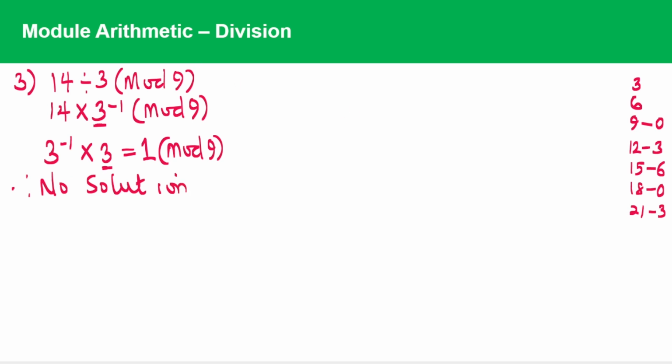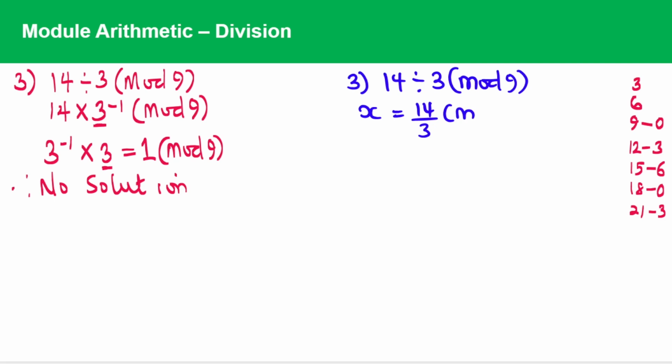Now let's see if we have a solution using the algebraic method. 14 divided by 3 in mod 9. Let x be equal to 14 over 3 mod 9. The next step is to cross multiply. This will give us 3x, that's 3 times x. 3x is equal to 14 mod 9. Now, we are to divide both sides by 3, but unfortunately 3 cannot divide into 14.